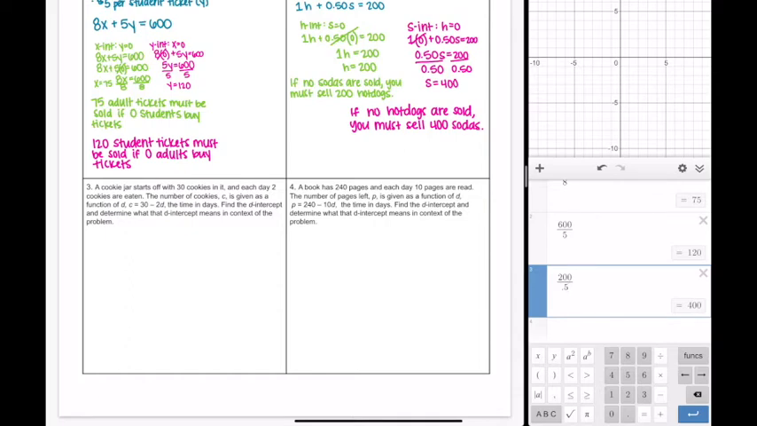So we have this equation, C equals 30 minus 2D, and this kind of looks like slope-intercept form. We could rewrite it to look exactly like slope-intercept form. That would be negative 2D plus 30. So what this actually tells us is that the initial value is 30, and that value is going down by 2 per day.